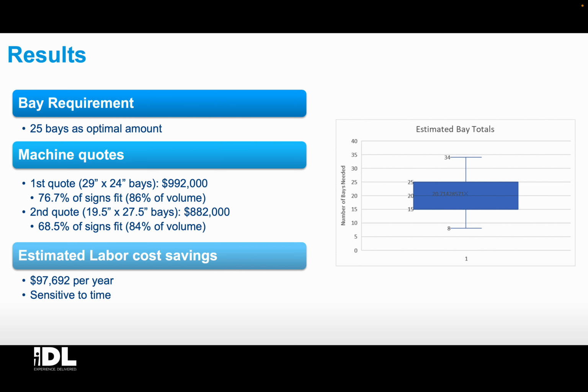We received 2 quotes for this machine, one with bays that were 29 inches by 24 inches, and one with bays that were 19.5 inches by 27.5 inches. The latter of the two is roughly $120,000 cheaper while only losing 2% of the volume, so that is our suggested solution. The estimated labor cost savings were approximately $98,000, and IDL's budget for temporary workers is $80,000. Because of this, we feel that the machine estimate is validated.